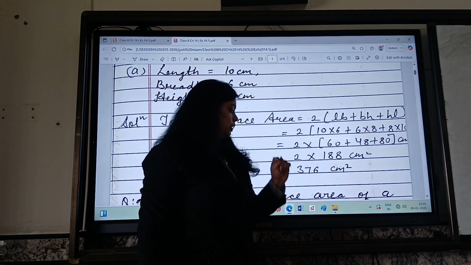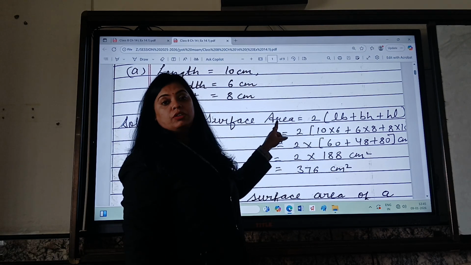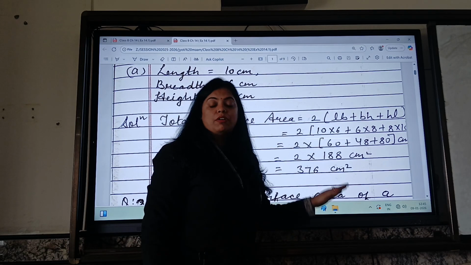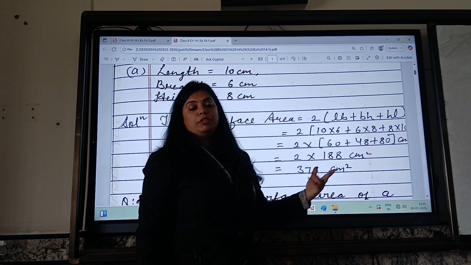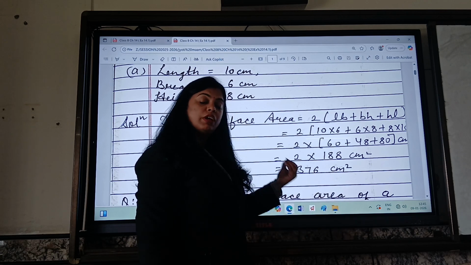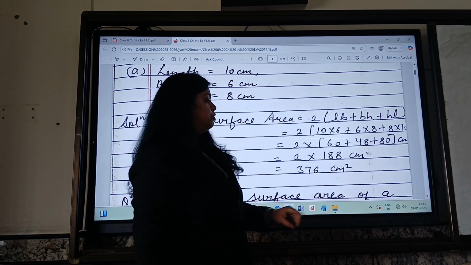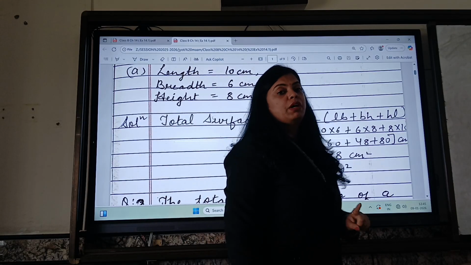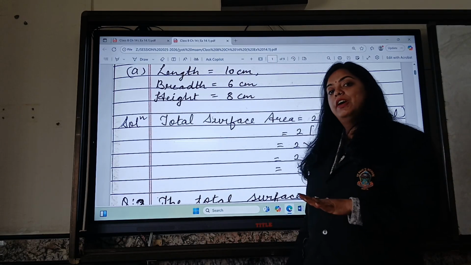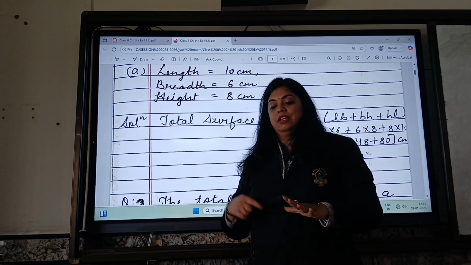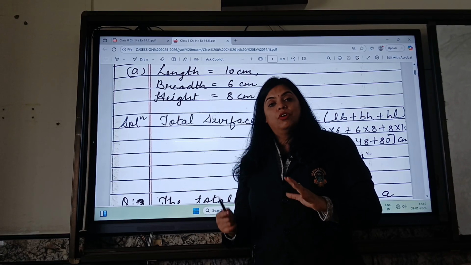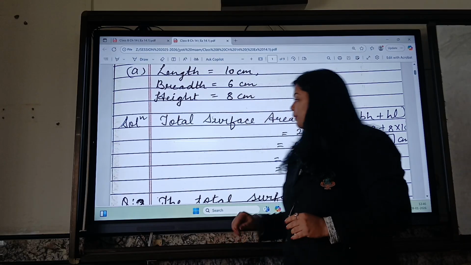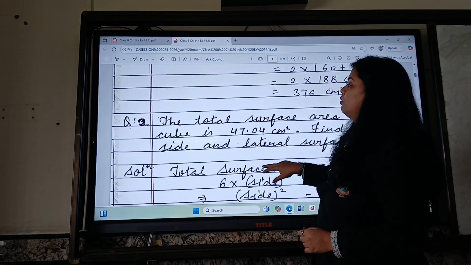Note down children very carefully, whenever we are going to find out the area of any shape, we will write centimeter power 2, meter power 2, kilometer power 2, or any unit which you are going to use, it should be power 2, because in volume we are having power 3. Or if you are going to find out any circumference, any dimension or any perimeter, you will write centimeter power 1. Okay? Let us move to the question number 2.